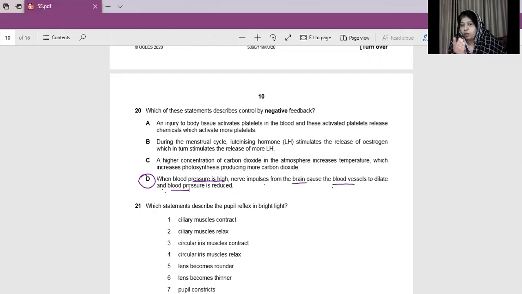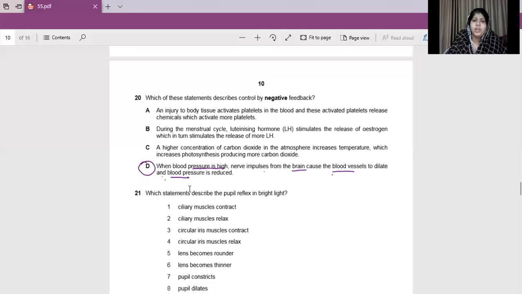And the menstrual cycle is related to positive feedback, so we cannot go for this one. A higher concentration of carbon dioxide in the atmosphere increases temperature. Sorry, these points are wrong, so we are not going for this one.